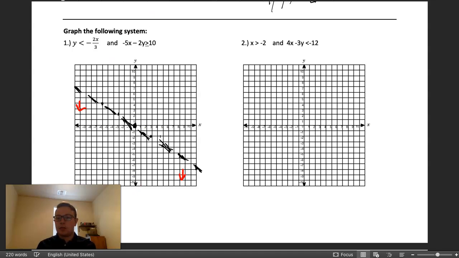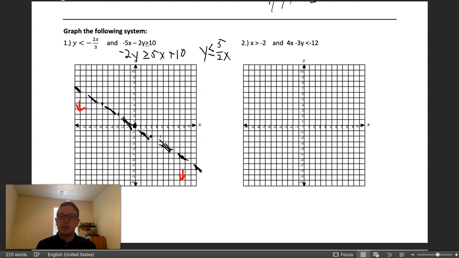Okay. For this next one, we're going to have to convert this into y equals mx plus b form, slope-intercept form. So that'll become minus 2y is greater than or equal to 5x plus 10. And now we're going to divide by negative 2. But we have to be careful. What happens when we divide by a negative with an inequality? We have to flip the inequality. So instead of y is greater than or equal to, this one will become y is less than or equal to 5/2 x plus minus 5.